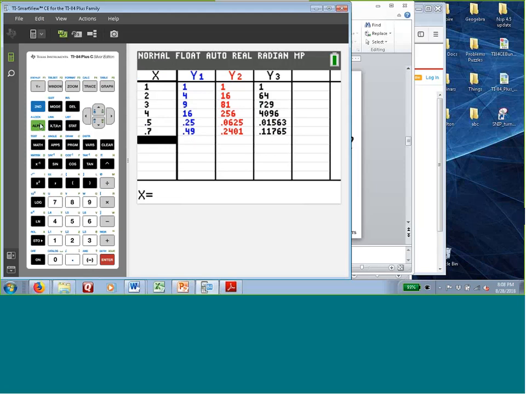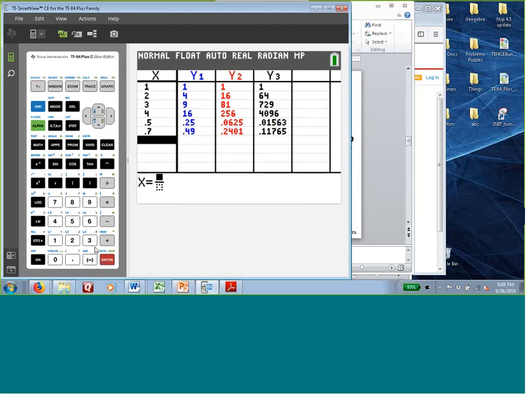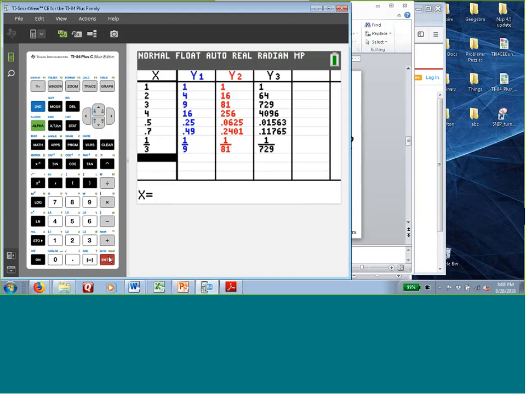You can even put fractions into the table. Since I'm in the C version, I go to alpha y equals to get my fraction template, and I'm going to put in 1/2 or 1/3. And again, we can take a look at what's happening. Why are these numbers getting smaller? Why do we get flatter graphs closer to the origin? All very productive ideas for inquiry.